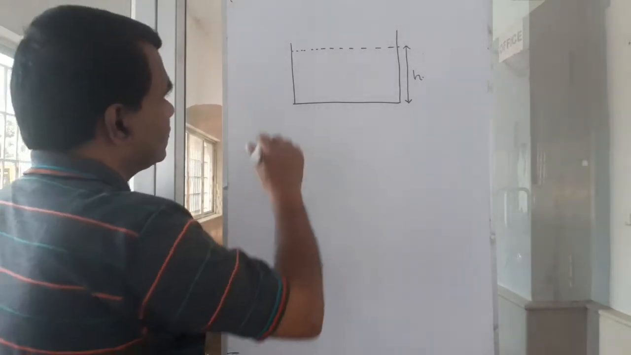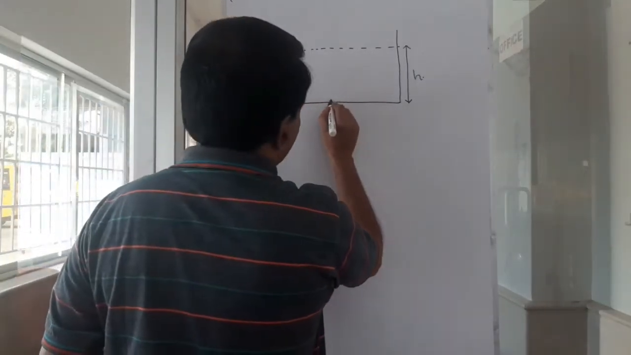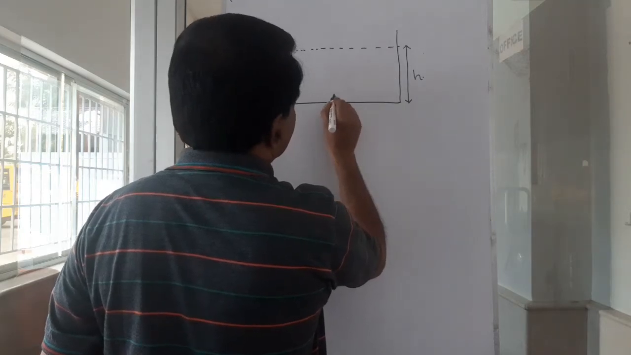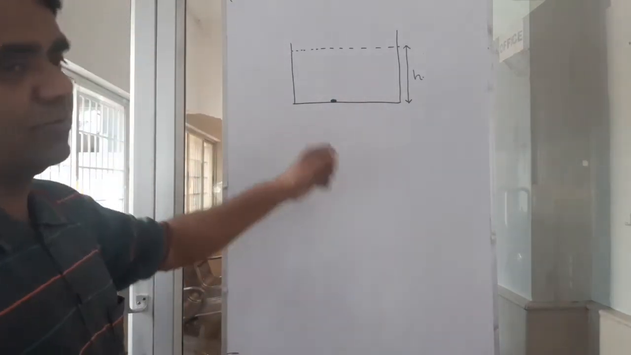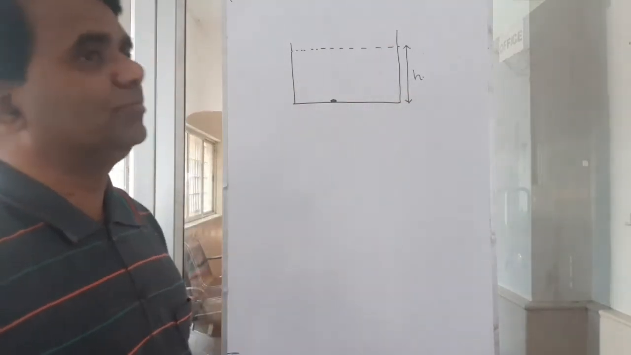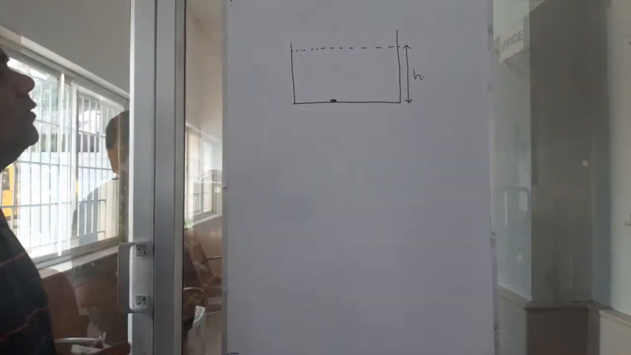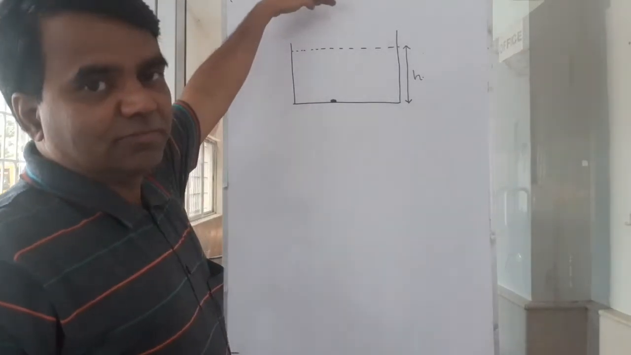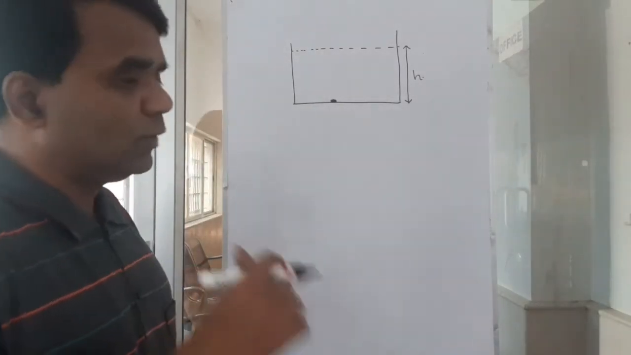Now, let us suppose there is a coin, some object here. Say I just take a point at the bottom, at the depth h there. Let us suppose you are able to see it from here. How will you see it?